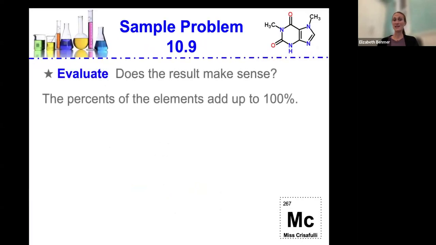Does the result make sense? The percents of the elements do add up to 100%, so we do know that we are probably right.